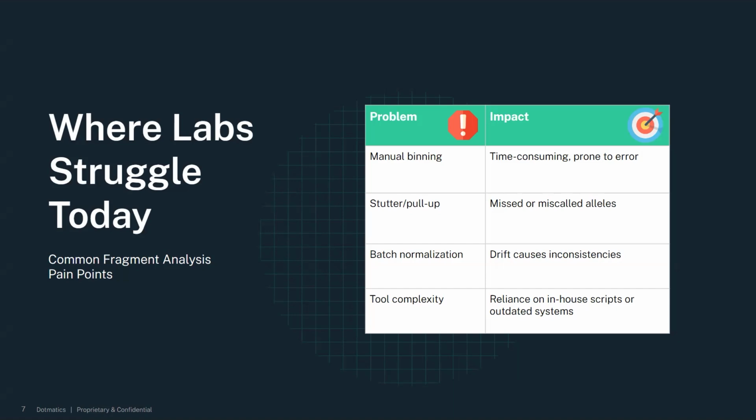Despite using a size standard in each specimen, CE drift from different experimental conditions or different CE instruments requires panel calibration that is time-consuming if performed manually. Lastly, for the purposes of this discussion, reliance on in-house scripts or outdated systems is not only time-consuming, but also prone to human errors when results from the fragment analysis software are transferred to macros for post-genotyping analysis.